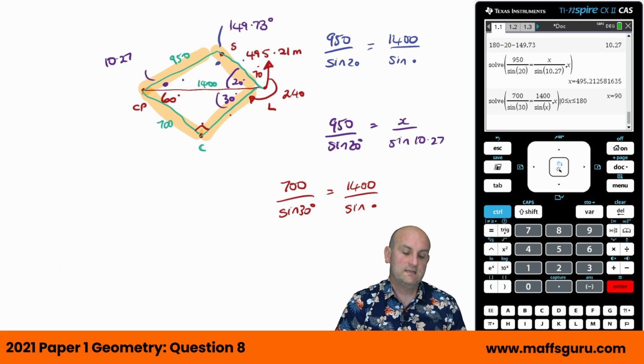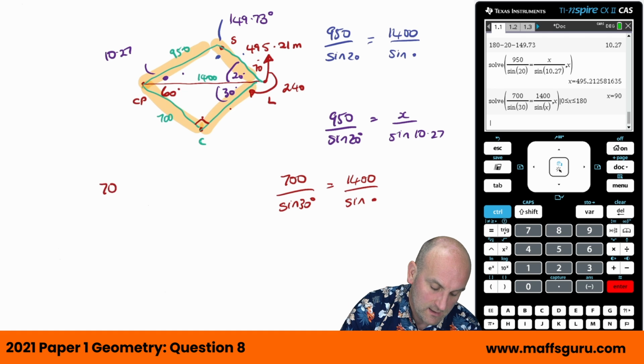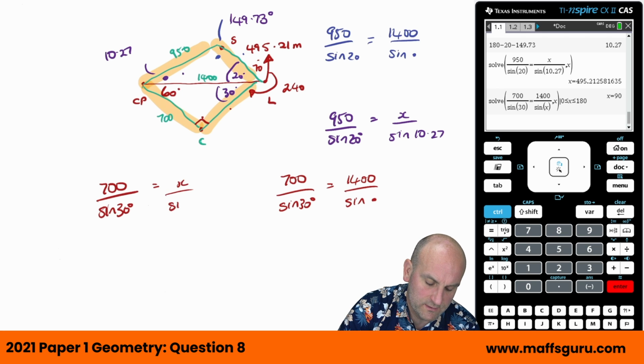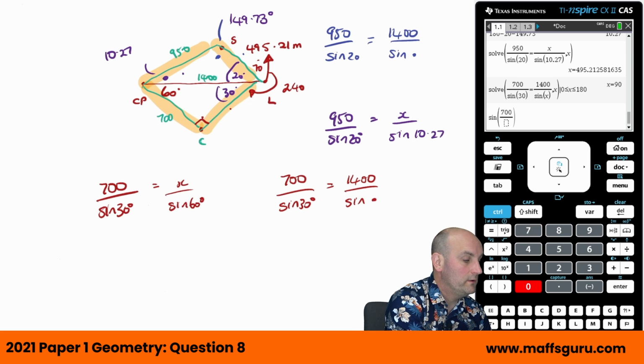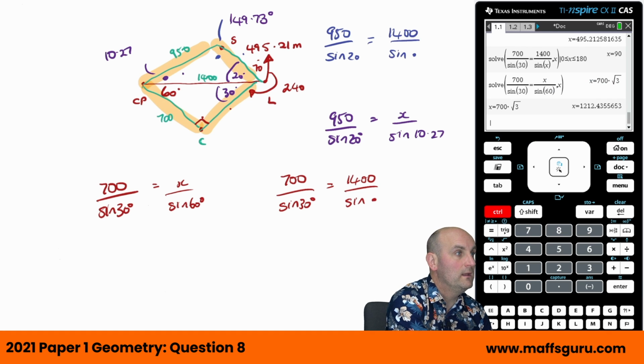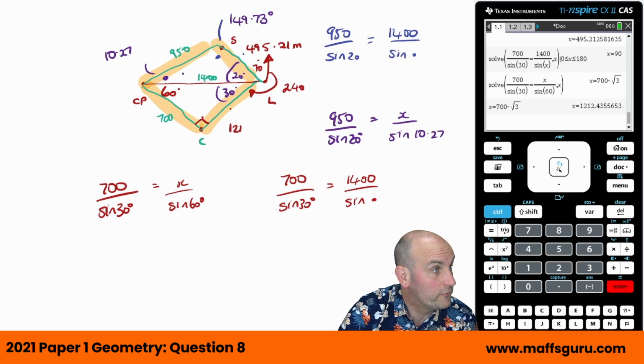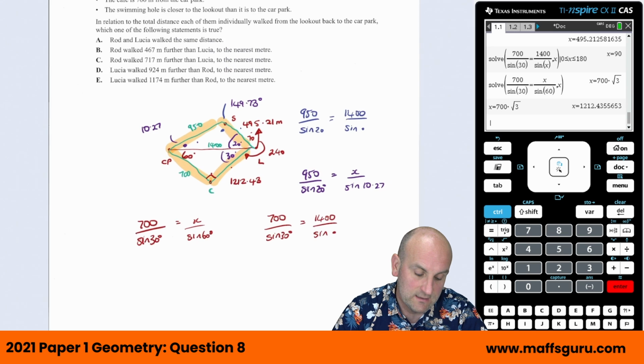Cool. So basically, just to continue in the same theme, I may as well do the same. 700 divided by the sine of 30 is now equal to x on the sine of 60. So let's do that. Oops. Comma x. Oh, I've done sine. Solve. Let's try that one again. 700 divided by the sine of 30 equals x on the sine of 60. 700 root 3. Let's get that to 1212.43. Okay, so let's now go down to the options.